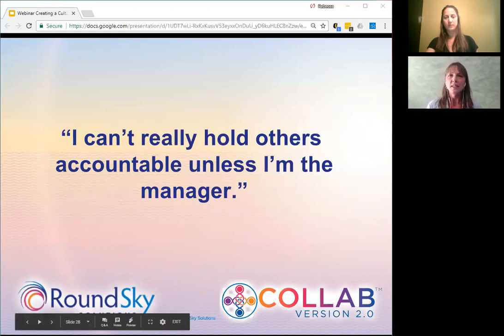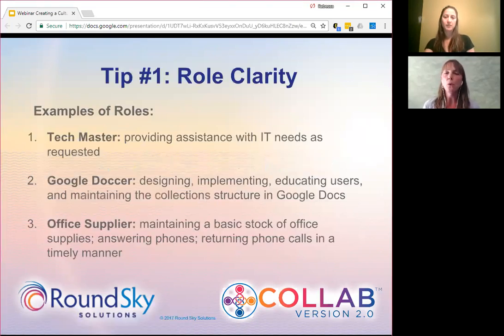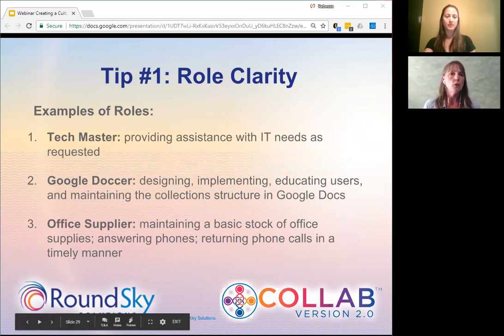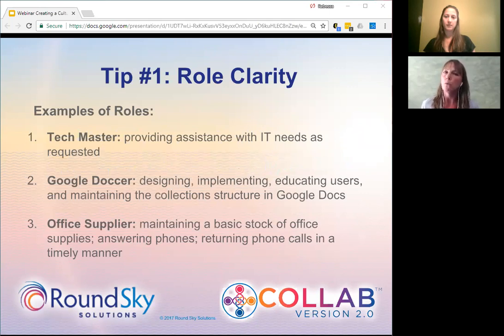So, on to tip number 1, role clarity. This first tip is so important. I wanted to share with you how to do a little bit about it today as well, but it really is about clarifying expectations. When we know what is expected of us, it's far easier to be accountable to those expectations. So let's take a moment to talk about what roles are and how to make them clear.